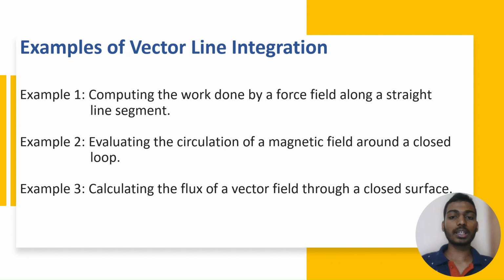Examples of vector line integration. Example 1. Computing the work done by a force field along a straight line segment. Example 2. Evaluating the circulation of a magnetic field around a closed loop. Example 3. Calculating the flux of a vector field through a closed surface.